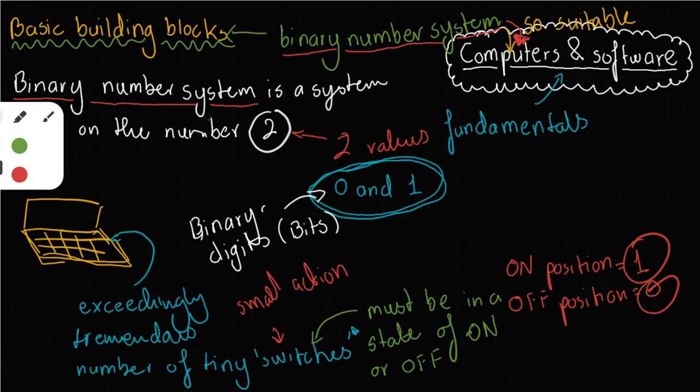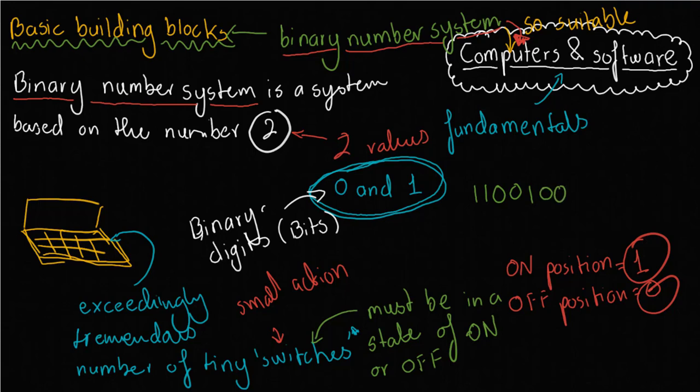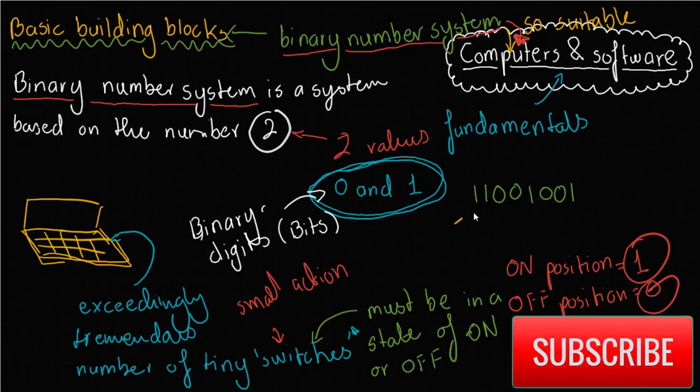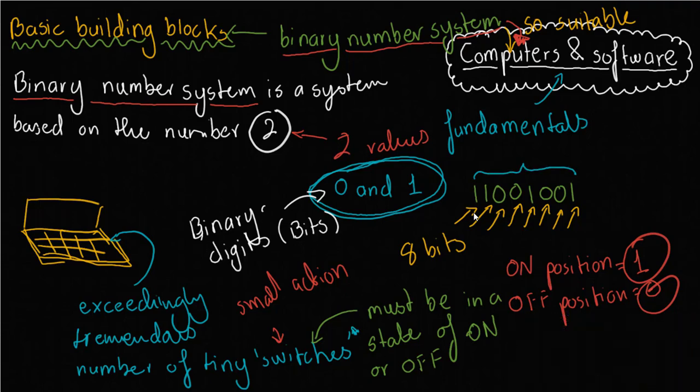So I'll just draw a small diagram. Let's say we have 8 bits again, so 1 1 0 0 1 0 0 1. Over here we have 1 2 3 4 5 6 7 8 bits or binary digits, and since there are 8 bits, it has formed a byte.